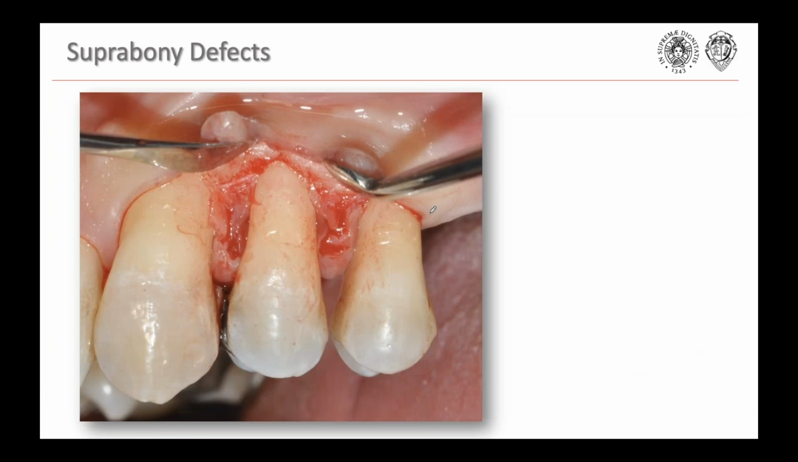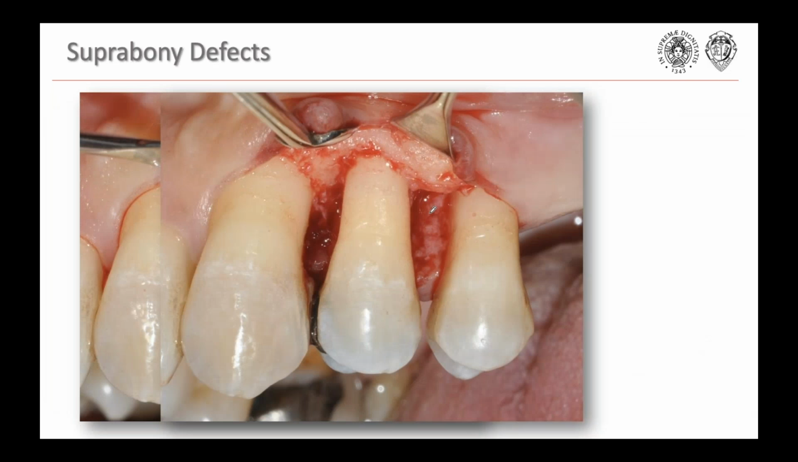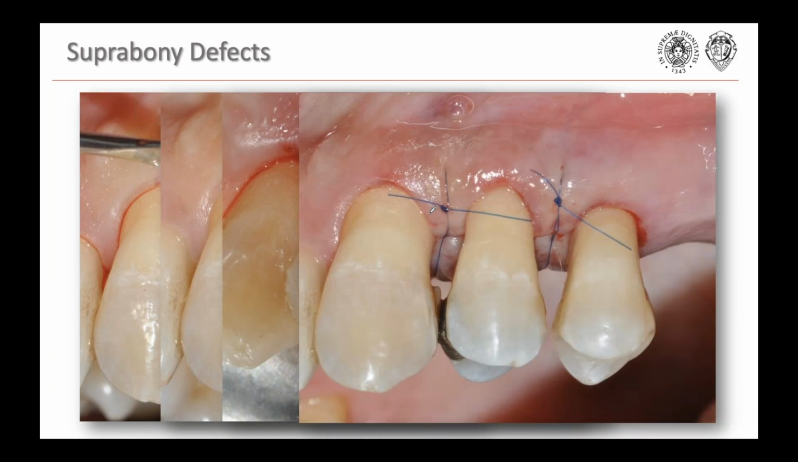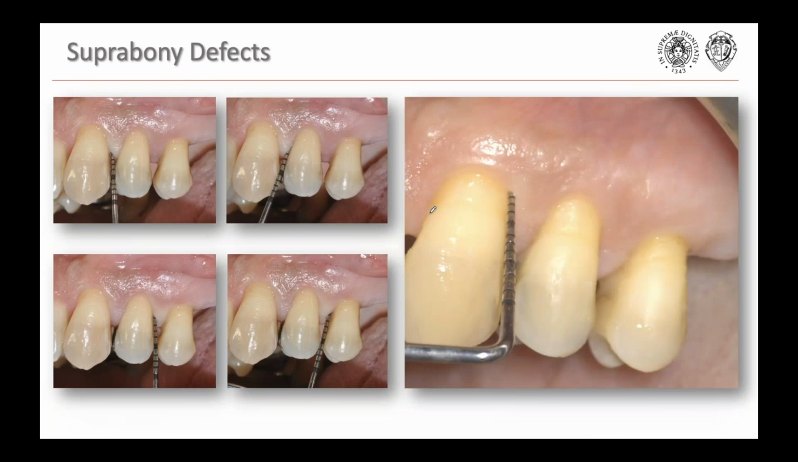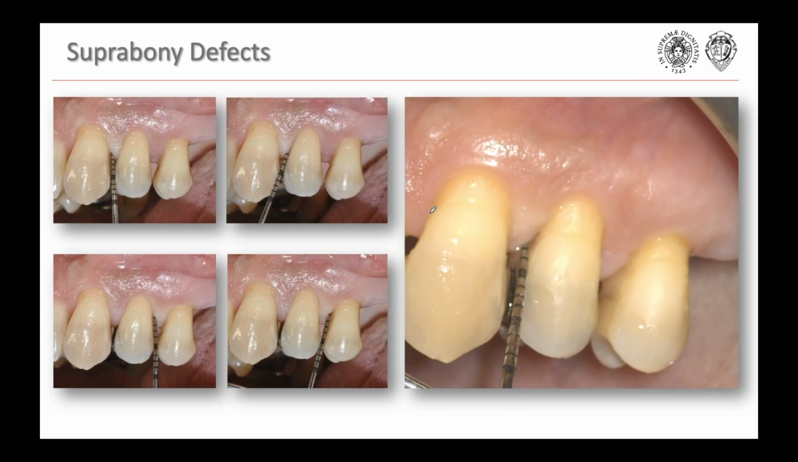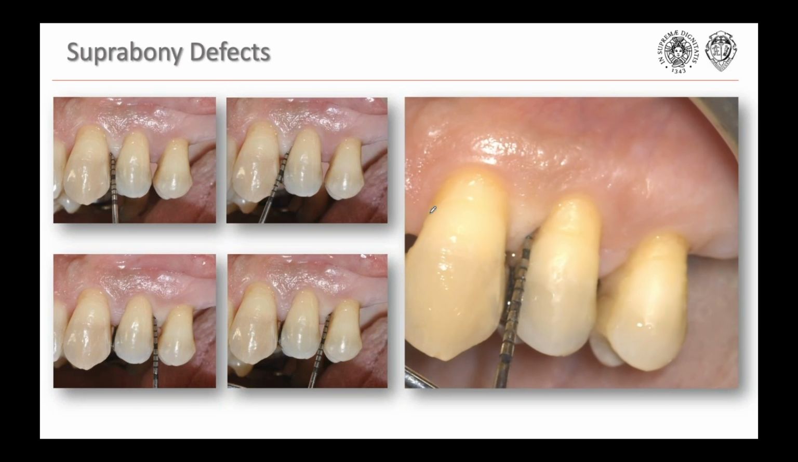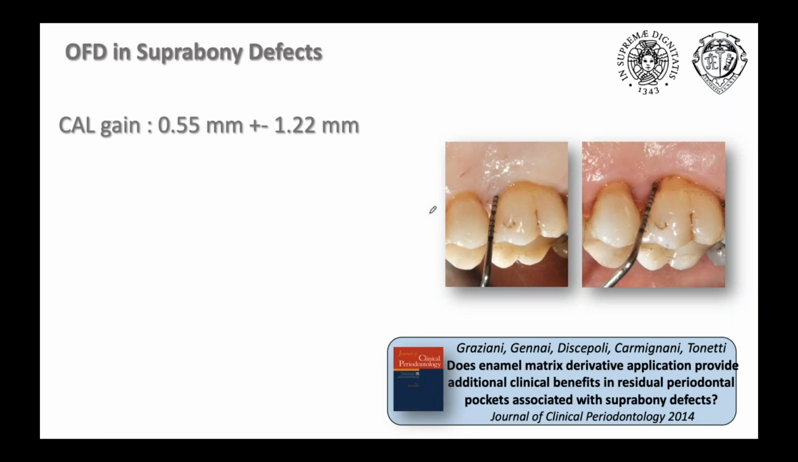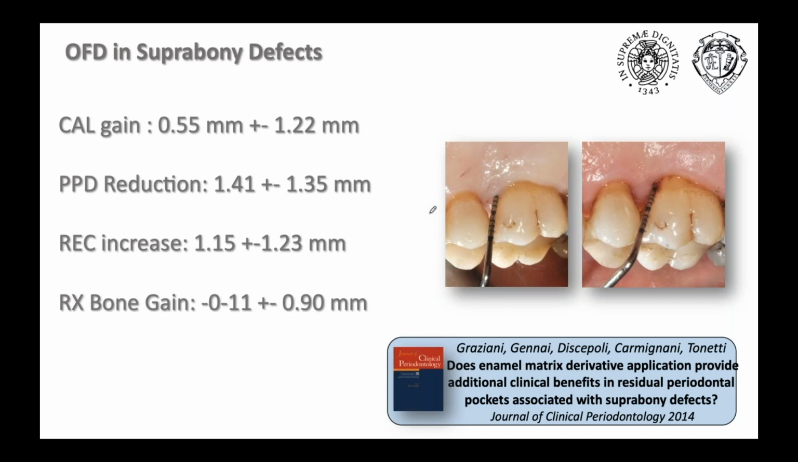Like in this case, we just use a papilla preservation flap, and then we clean and close. You see, before and after, we started with 6 millimeters. Now we have our pockets that are closed. What is the healing that we should expect in this situation? Basically, we know from this data from our group that you should expect really a pocket reduction that is surely inferior to the one that you would achieve in an infrabony component.